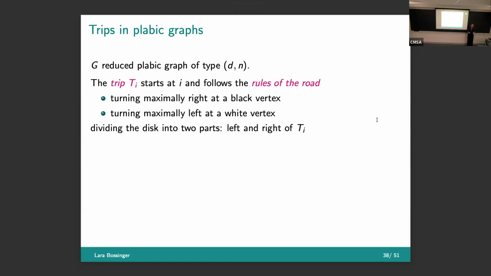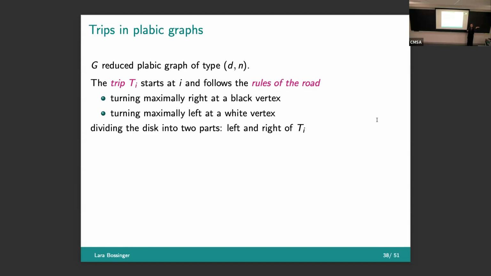Meaning that when I start walking from my vertex, I hit an internal vertex of my plabic graph. It's going to be black or white, and depending on its color, I choose where to go next. If I hit a black vertex, I turn maximally right. So if I come into my black vertex, I have several edges connected to it, and I go out of the most right one. And if I go into a white vertex, I do the opposite, I go out of the most left. And so trips start in a boundary vertex, end in a boundary vertex, and they divide the disk into paths.